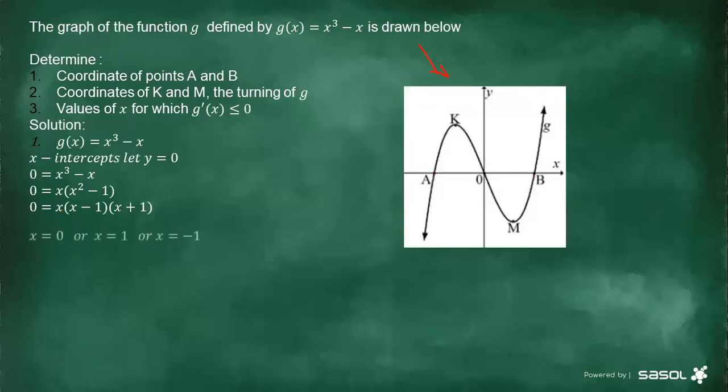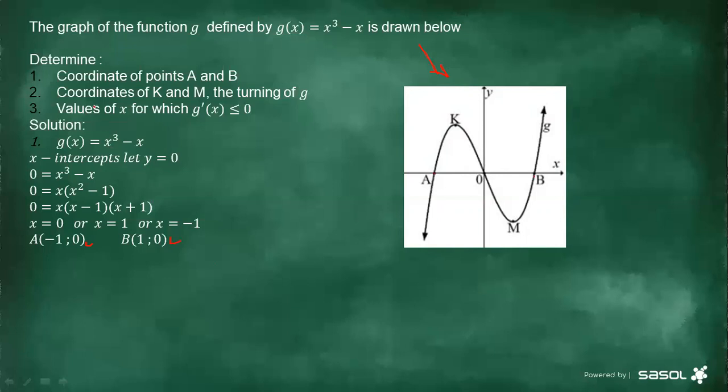So when you have to solve for the values, it's x equals 0 first, x equals 1, and x equals -1. So those are the three x-intercepts. But now the question was very clear to us that we should determine the coordinates of A and B. Now, the coordinate of A is (-1, 0). That is the first one. The coordinate of B is (1, 0). So we have answered the question.